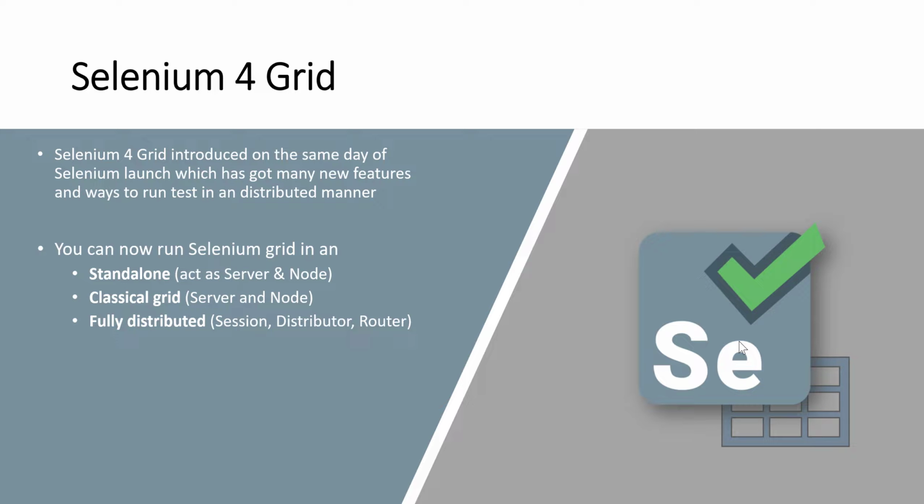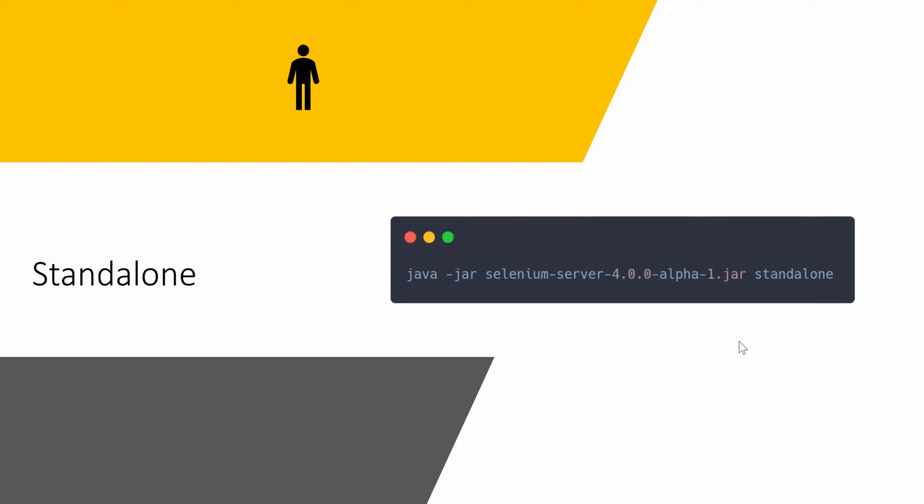The next option is very helpful because many people can leverage it to customize how the Selenium Grid works, which is the fully distributed mode, where we can run the Selenium Grid with a session, a distributor, and a router enabled. This is a fully customized way of running the Selenium Grid with each and every component being executed separately, letting us control it and see how it works. So we are going to discuss the new features of Selenium 4 Grid in this video and understand how things work. The first one is the standalone mode.